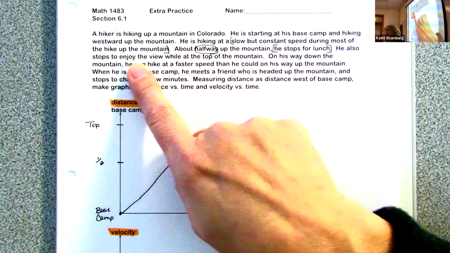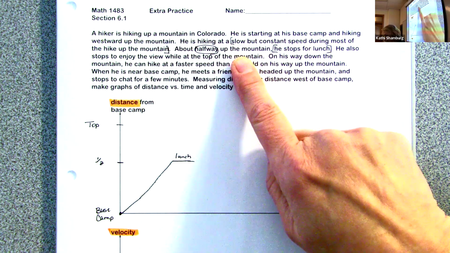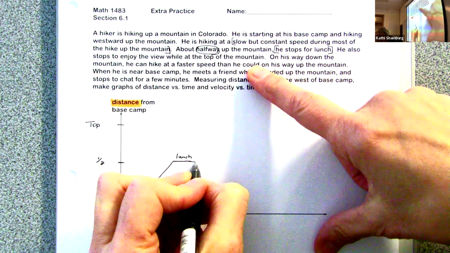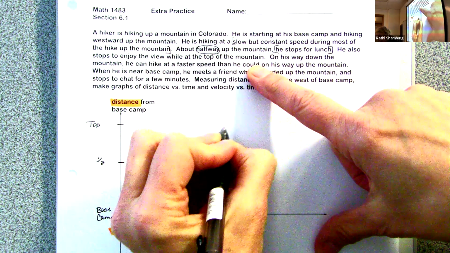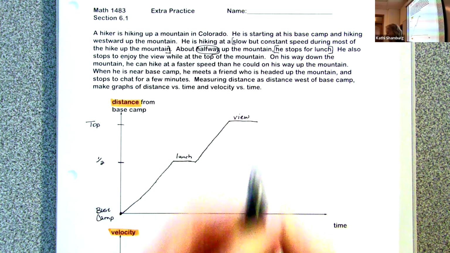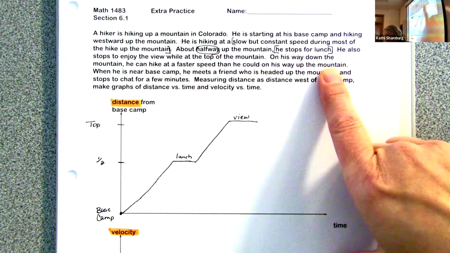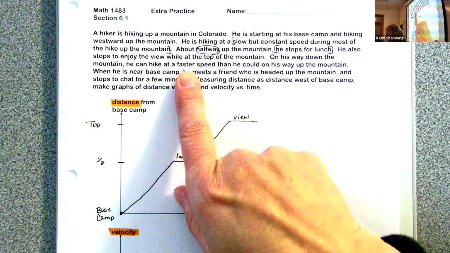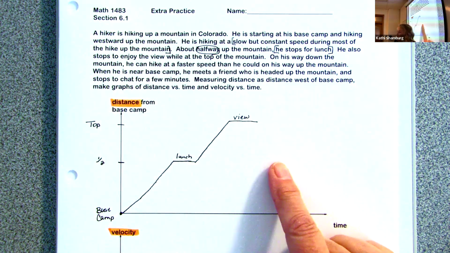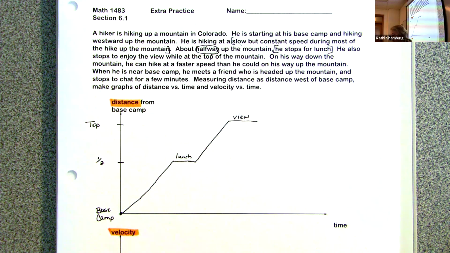He also stops to enjoy the view while at the top of the mountain. So he's going to eat lunch, get to the top, enjoy the view. On his way down the mountain, he can hike faster than he could on the way up. So what does that mean in relationship? Why does it tell me he went faster? It's gonna be steeper downward, okay?